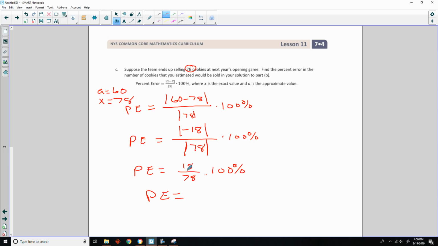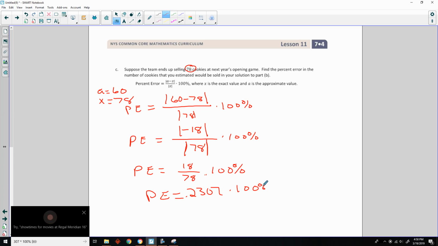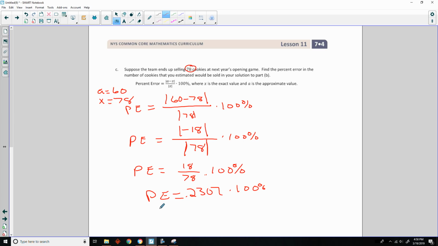18 divided by 78. I can reduce that, but it's just as easy to say, hey Siri, what's 18 divided by 78? 18 divided by 78 is about 0.2307. Okay, 0.2307 times 100% equals, with the decimal 2 places, approximately 23% is the percent error. So there's about a 23% error in our estimate for the number of cookies sold.